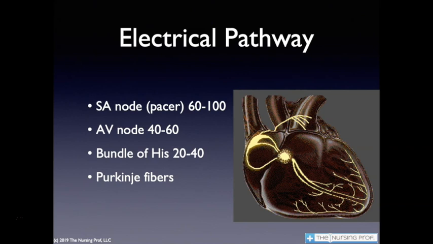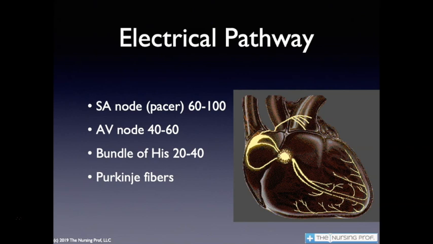Next, we have the AV node. The AV node is between the atria and the ventricles, and it runs at a rate of 40 to 60. It's not the primary pacemaker because the SA node is faster. But the AV node can take over if something happens to the SA node and it doesn't fire for some reason. We call this a nodal or junctional rhythm. The AV node has also been called the junction, the AV junction, hence junctional rhythm.